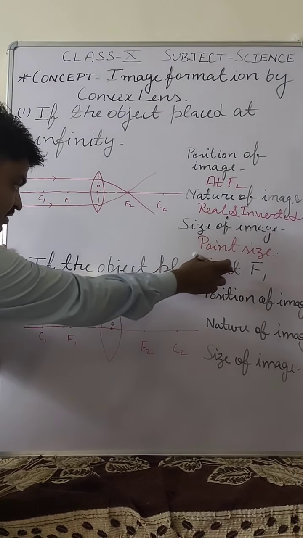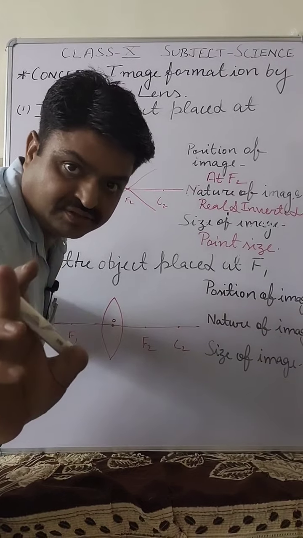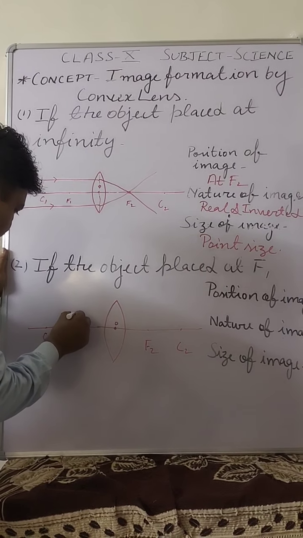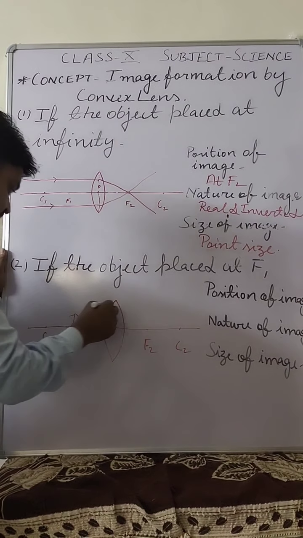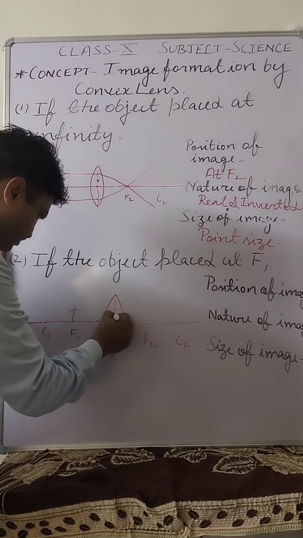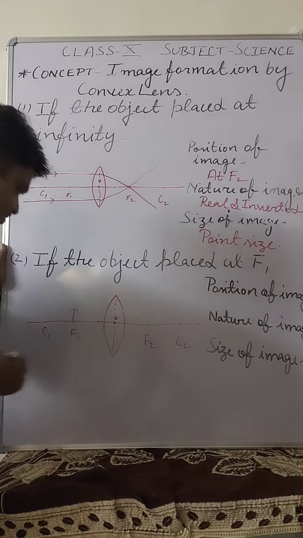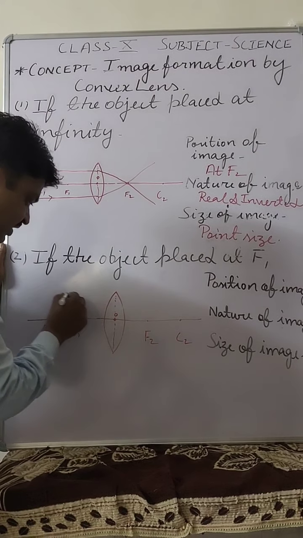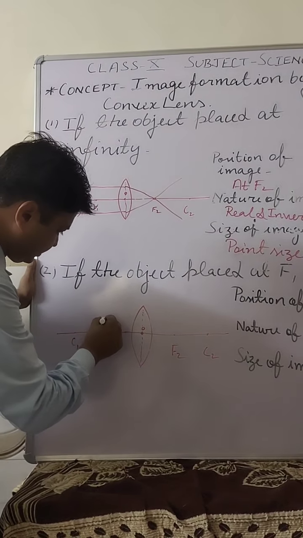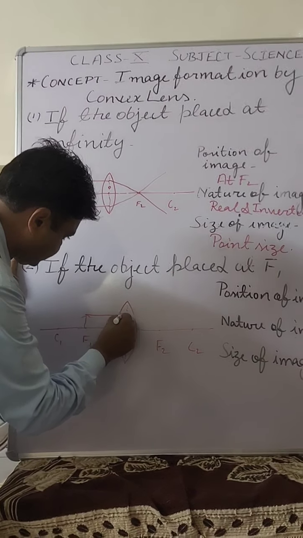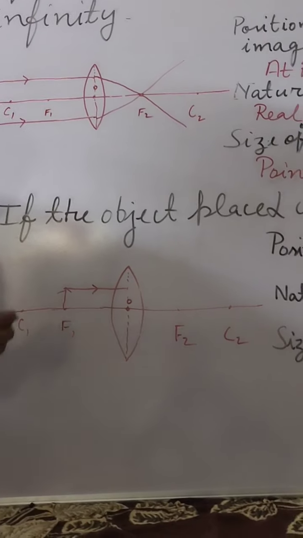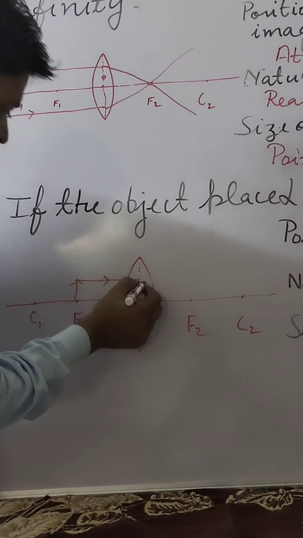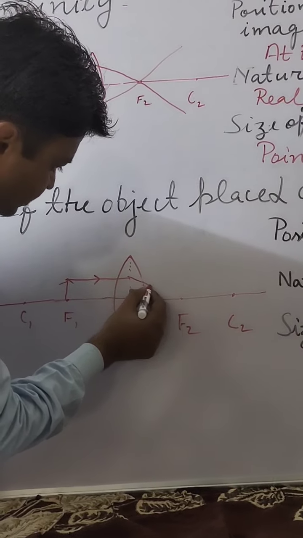Where is the object here? It is at F1. Where is it, student? It is at F1. So we will show the object here at F1. Now in this you will draw the aperture. This is the aperture. Now again you will draw the incident ray parallel to the principal axis here. Now it will be refracted here through F2.